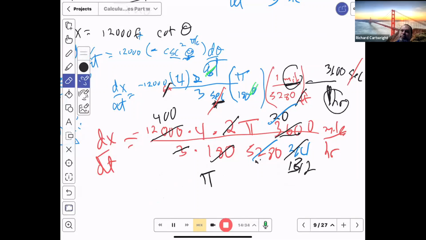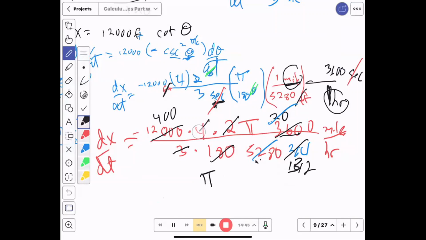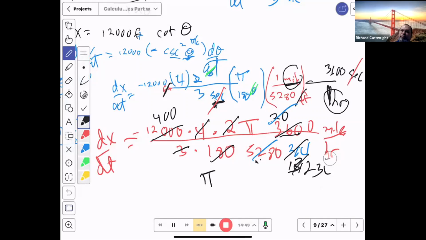132. Does 4 go into 132? I think it does. 4 times 33. Oh my gosh, that's twice. 33. All right. So what do I have left? I got 400 times the pi miles over, that's gone, that's gone, that's gone, 33.